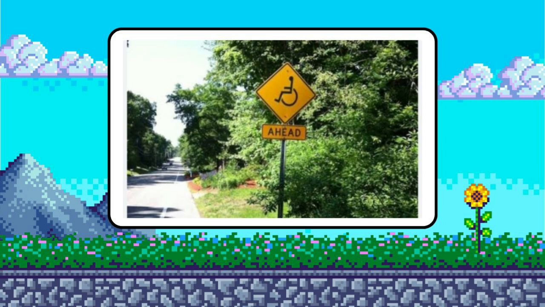How is the message conveyed? The message is conveyed through a combination of visual and textual elements. Visual, the universally recognized wheelchair symbol immediately communicates accessibility. Textual, the word ahead clarifies the direction and proximity of the accessible feature. Contextual, the sign's placement on the roadside provides special information indicating the location related to the road users.